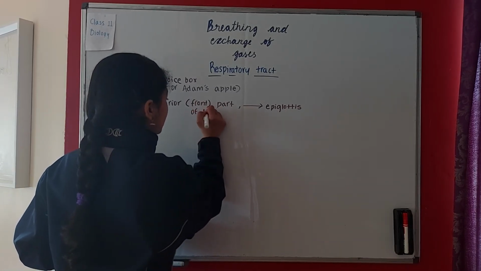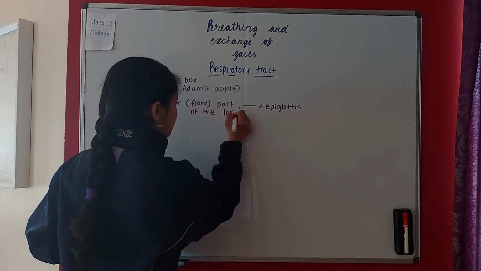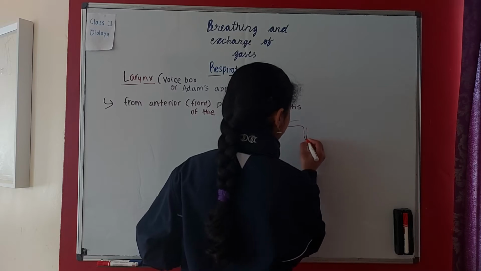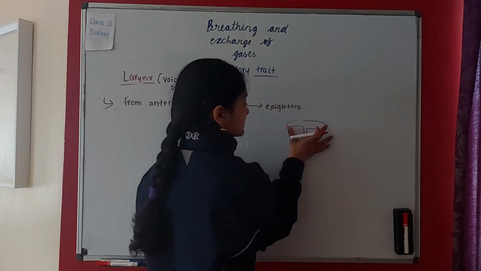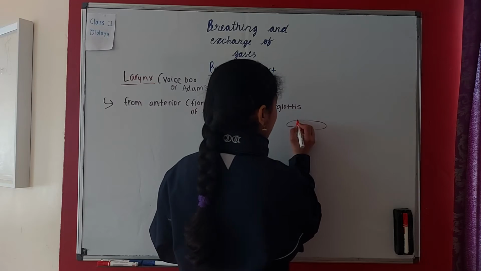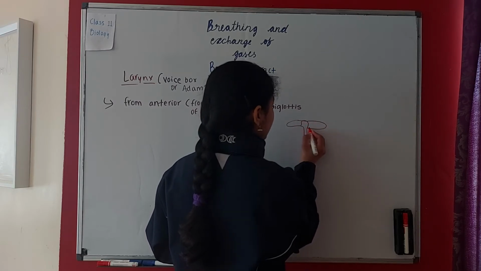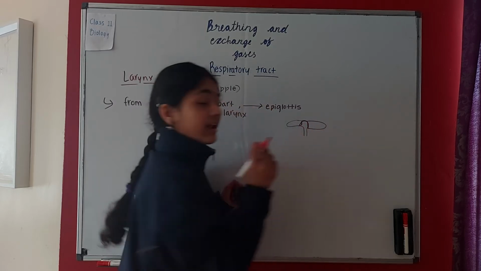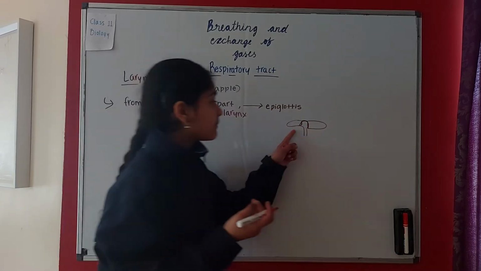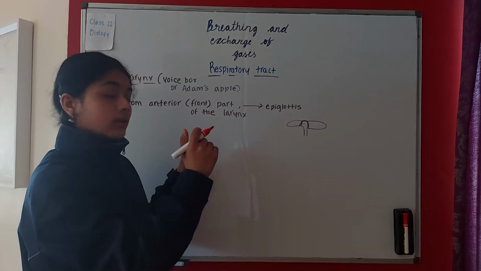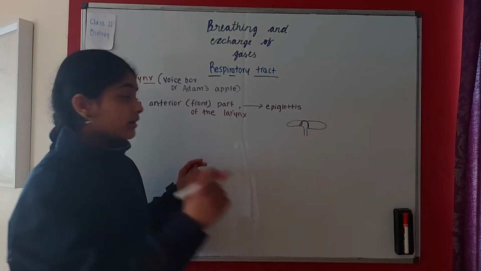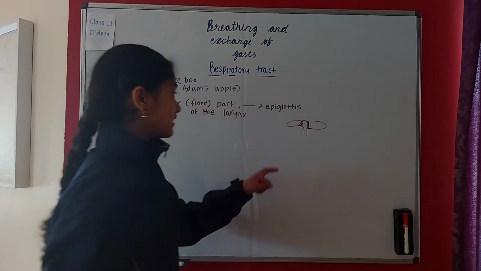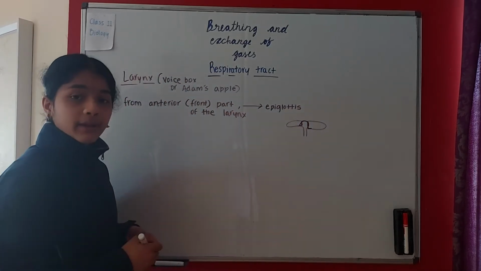So if this is the structure of the larynx, somewhat like this, a circular structure, from the anterior part it arises like this. It's a cartilaginous flap-like structure which arises from the front part, that is from the thyroid cartilage. This small structure which arises, that is the epiglottis, is a flap-like structure.